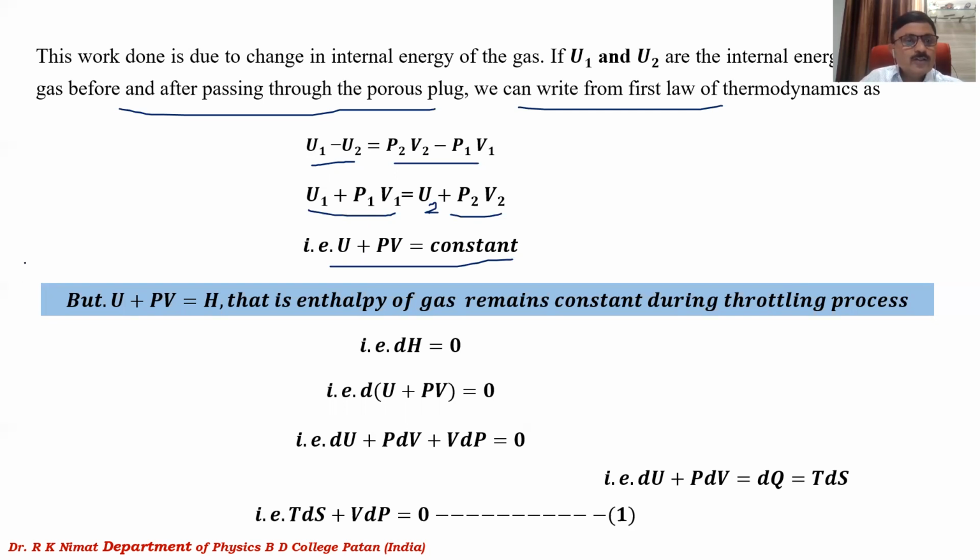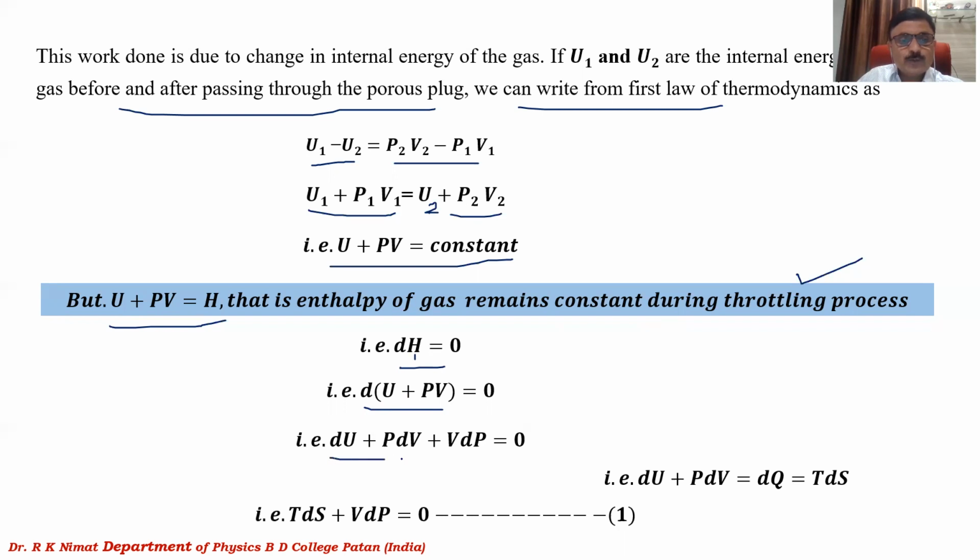But what is U plus PV? We have studied that U plus PV is nothing but the enthalpy H. It is the total heat content of the system, and it will remain constant during the throttling process. This is important because in the Joule-Thomson effect there is a throttling process, and during this process the quantity U plus PV, that means the enthalpy of the system, remains constant. You can write this as dH equal to 0, meaning enthalpy change is 0. Using the value of H, we differentiate U plus PV, and after differentiation you will get dU plus PdV plus VdP is equal to 0.